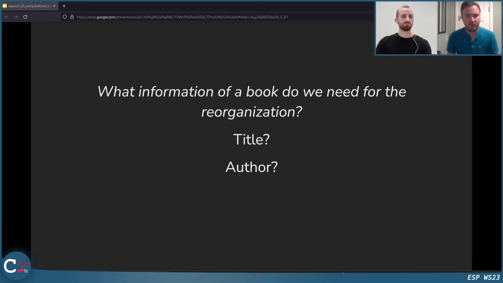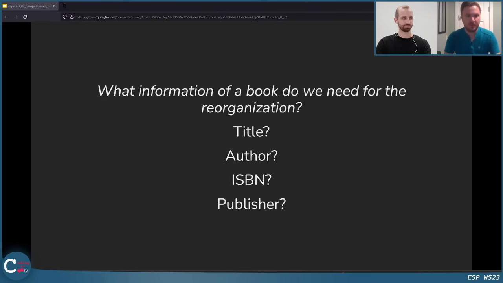So there's no right or wrong here. The ISBN, maybe? With the ISBN, yeah. Do I need it, really? I don't know. That's the question. Topic, thickness of the book, that's interesting. Publisher as well. So you see, we have a few different ways how we could organize it.